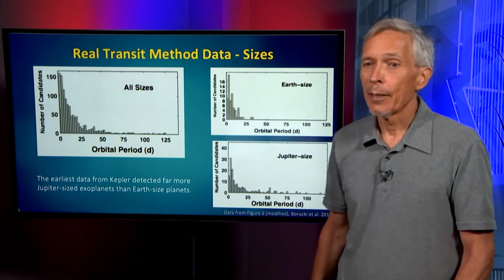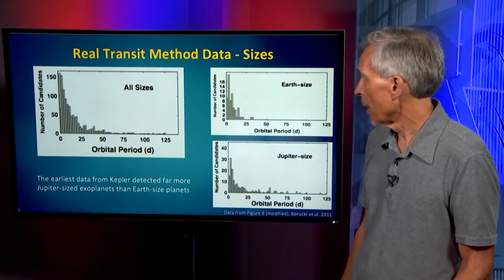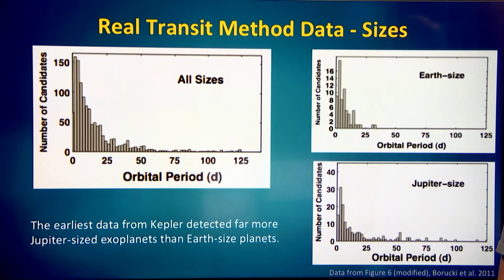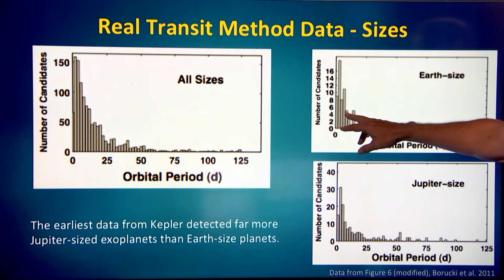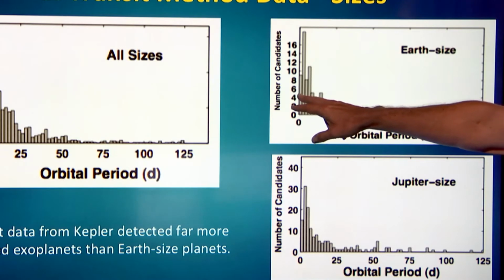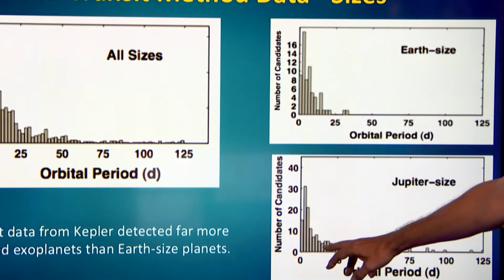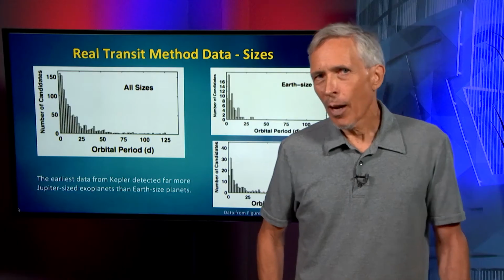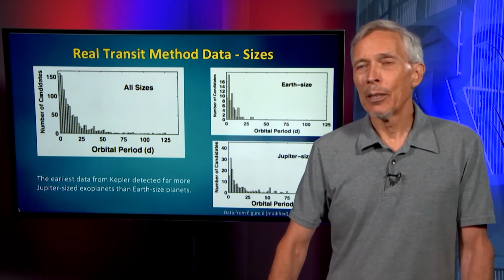Here are some real transit data sizes measured by the Kepler spacecraft, and initially Kepler was finding far more Jupiter-sized exoplanets than Earth-like planets. And you can see the distributions here. The orbital periods. These are now, of course, Earth-sized planets on very short orbits, so they're hot planets, nothing like habitable. And these are Jupiter-sized planets also on short, rapid orbits, so they're hot Jupiters. So as we saw, hot Jupiters were the first exoplanets to be discovered.